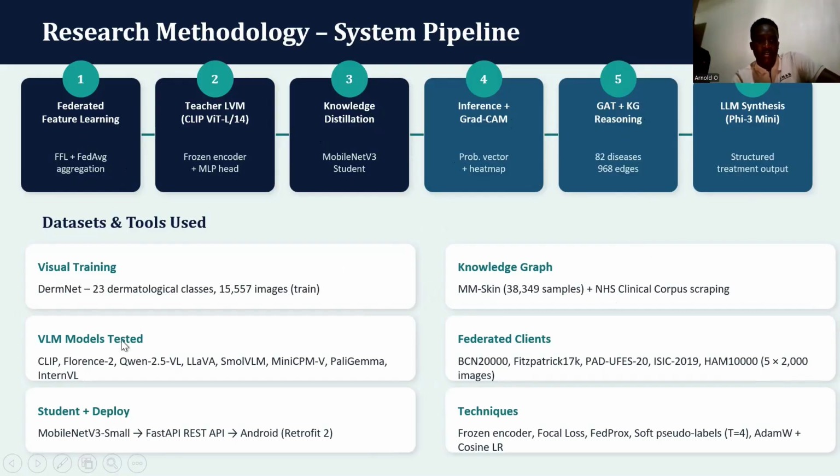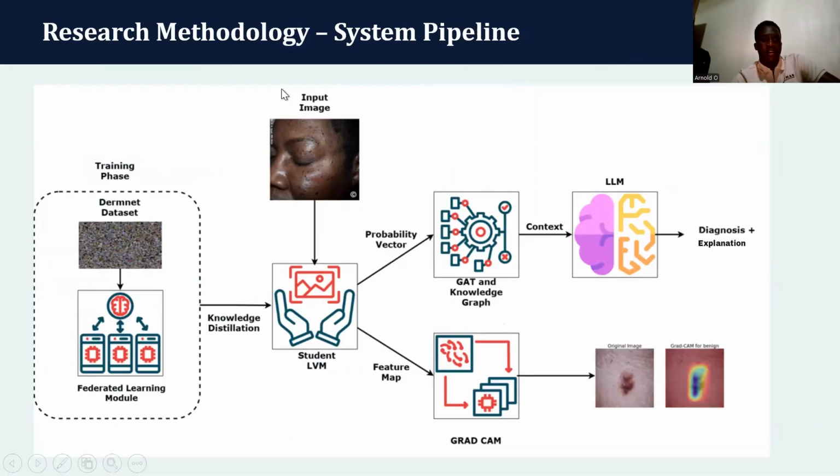Then these are the different datasets and tools we used. Knowledge graph, VLM models like CLIP and Florence, of course, we chose the best. Then I want to focus more on the federated clients here, where we have different federated clients that were used to send the weights to the main server for aggregation. Here we have now our methodology, where we have the training phase. In the training phase, we shall have our main server here. So the main server here will go through what we call federated feature learning.